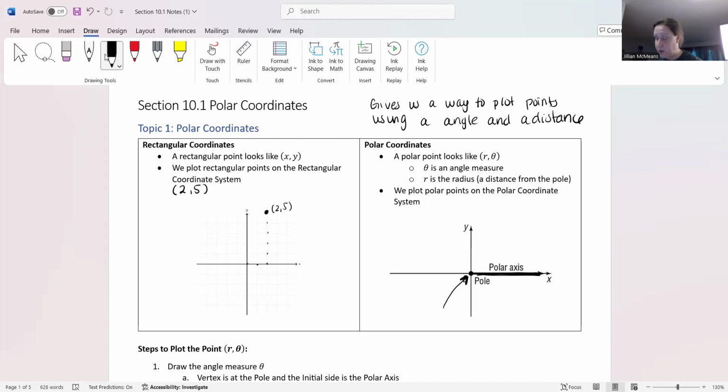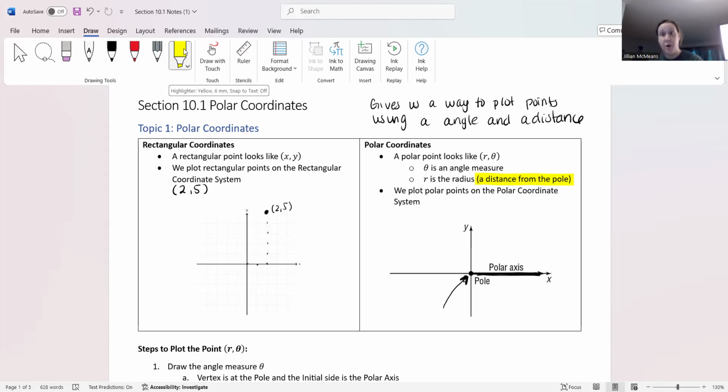They're going to look very similar to ordered pairs, but they come to us with r, which represents some kind of a radius, which is really just a distance from the pole. That's really important. Understand that r is just your distance from the pole. And theta is just some regular angle measure. We've measured loads and loads of angles at this point. We know that in the rectangular coordinate system, in standard form, the vertex is at the origin and the initial side is on the x-axis, and then you sweep in the counterclockwise direction for positive angles and the clockwise direction for negative angles.